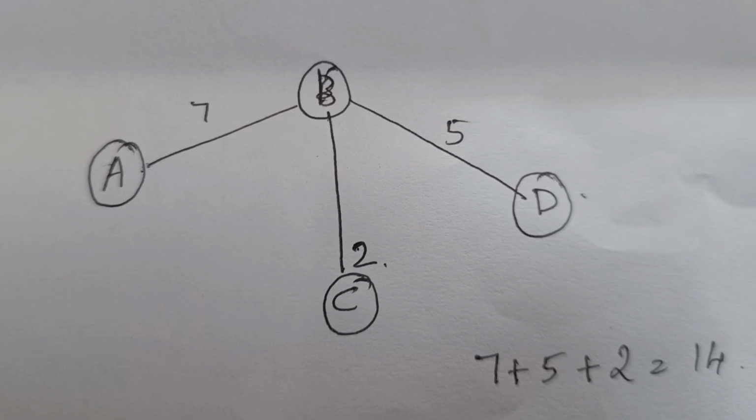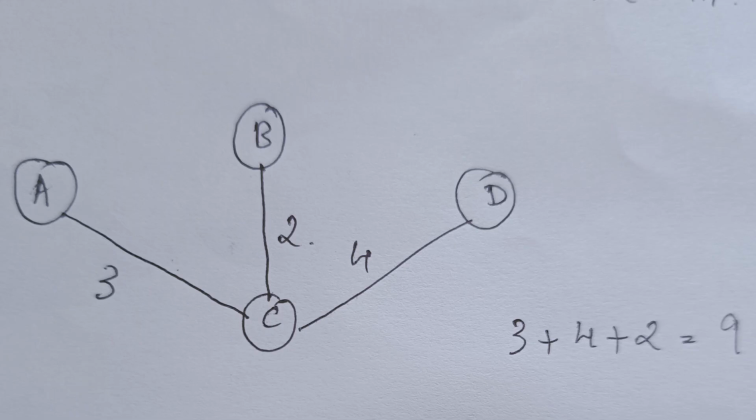Here you have another spanning tree of the same graph where a different set of edges are included. You can see that the weight of the spanning tree is also different. 7 plus 5 plus 2, that is equal to 14. Now again you have another spanning tree of the same graph, and here again a different set of edges are included, and the weight of the spanning tree is 3 plus 4 plus 2, that is equal to 9.